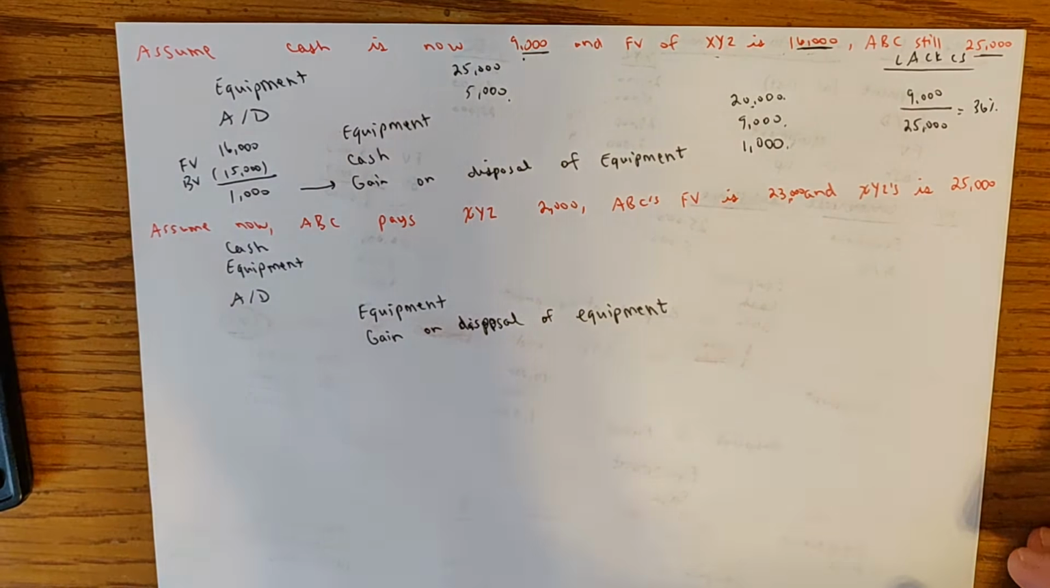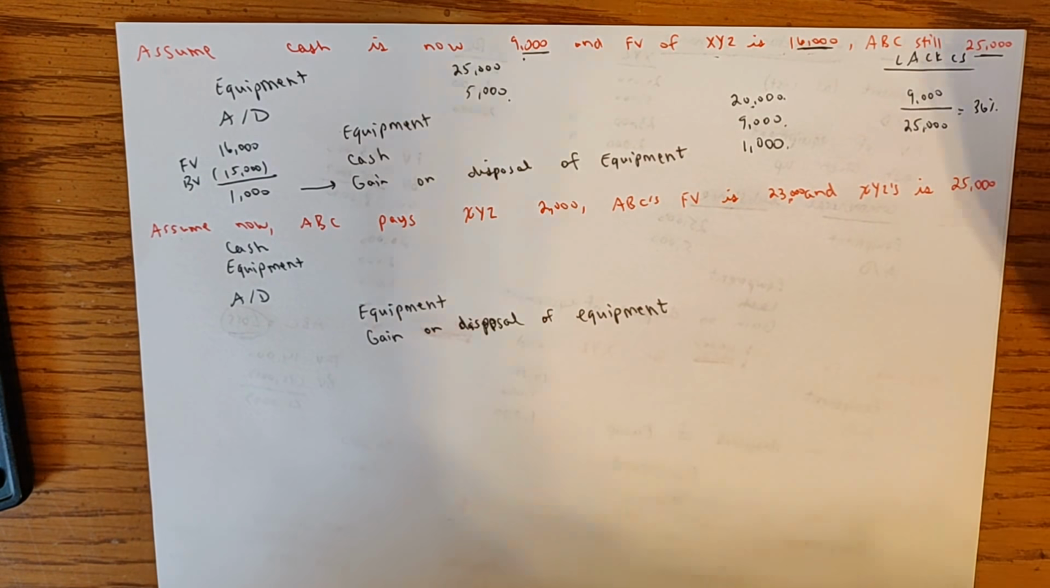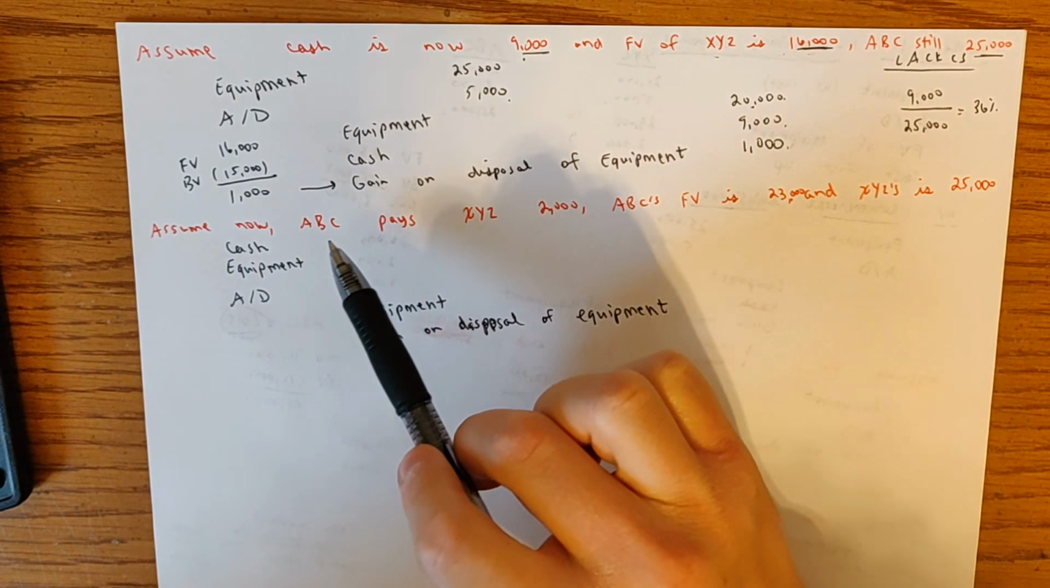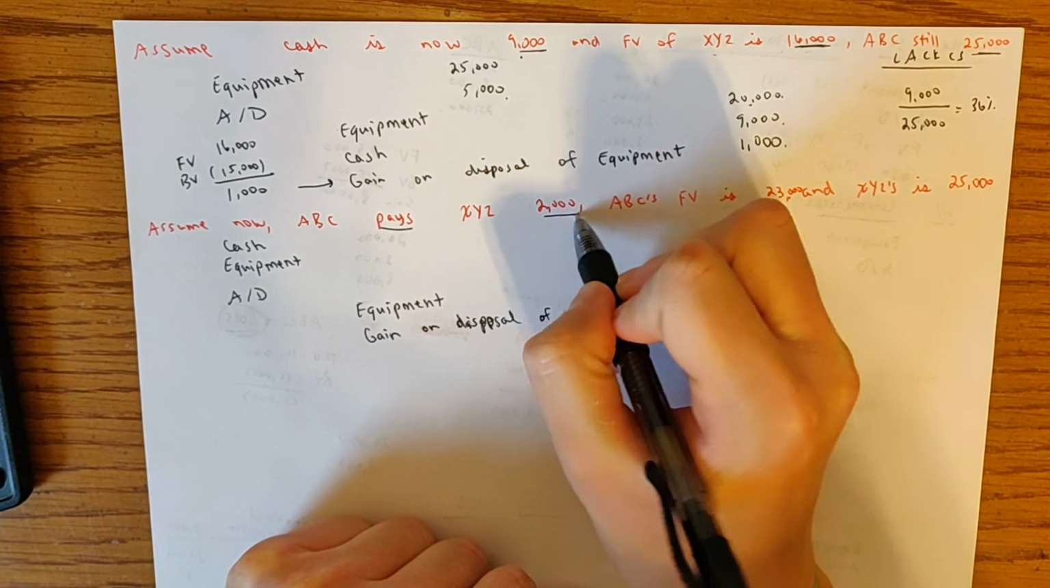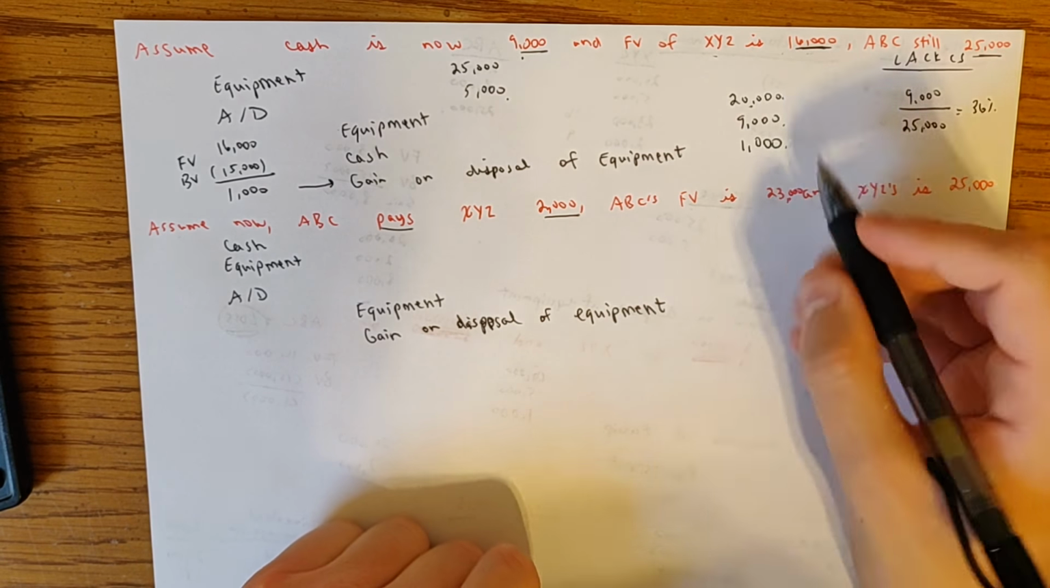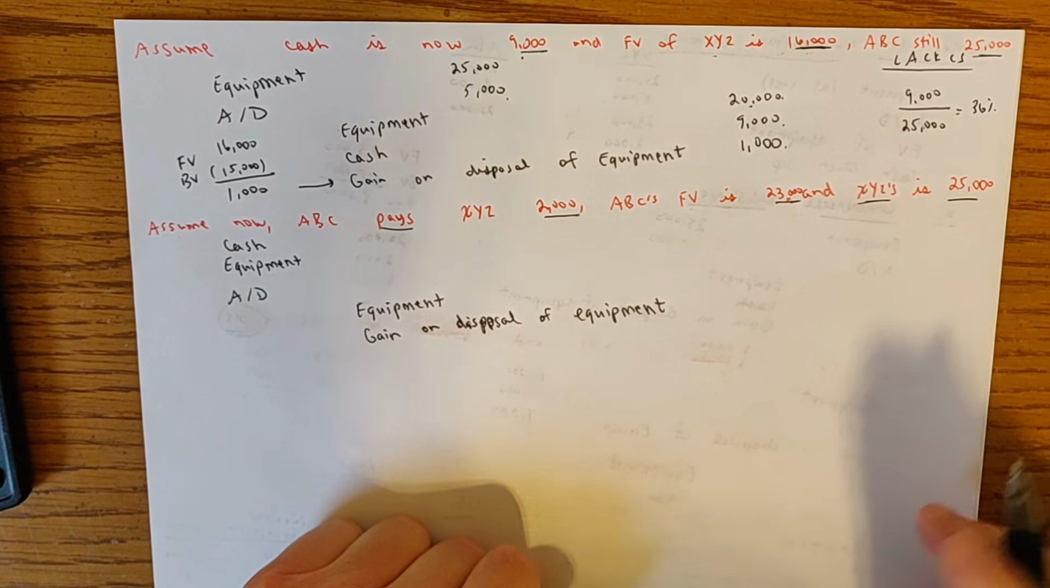topic. I know there's a lot of videos on this topic. It's just relatively challenging, so I just wanted to be thorough and give you guys as many resources as I possibly can. Let's see. Now assume that ABC is actually going to be paying XYZ 2,000, and then now ABC's fair value of the equipment is 23,000, and XYZ's is 25.